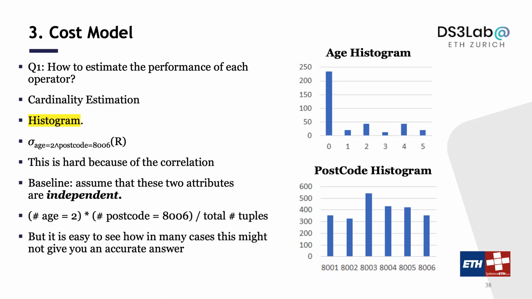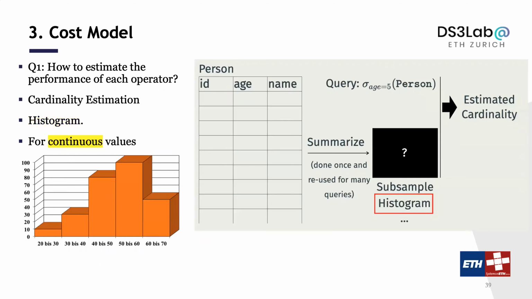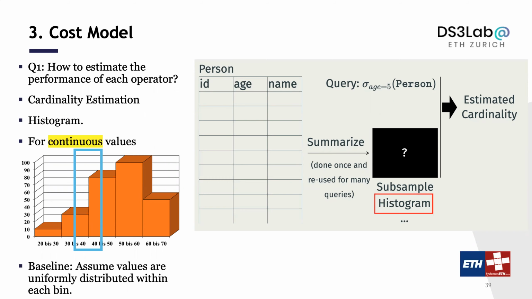People have been doing this for 50 years and continue to do so. For continuous values, you can also do something similar, like a histogram. You can put all those values into different bins, and for each bin you have the frequency. If I ask for all the people with age between 25 and 45, you can make some assumption, for example that values are uniformly distributed within each bin. Then you can give me one estimation.